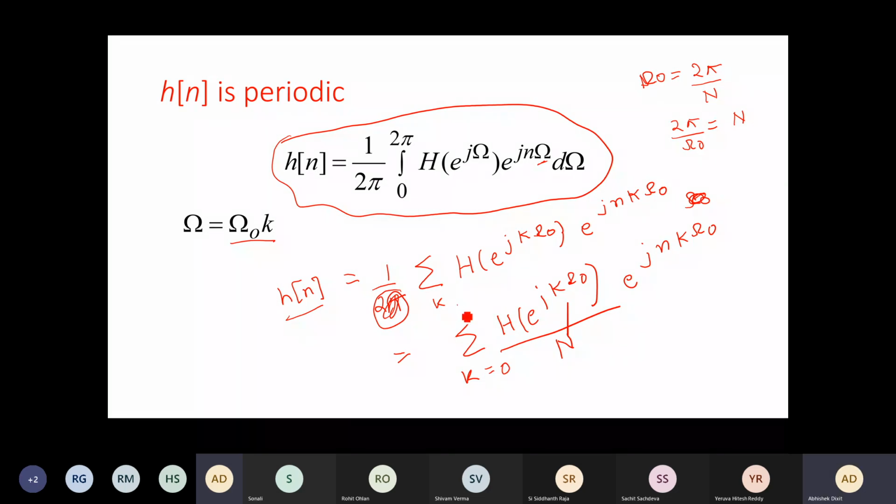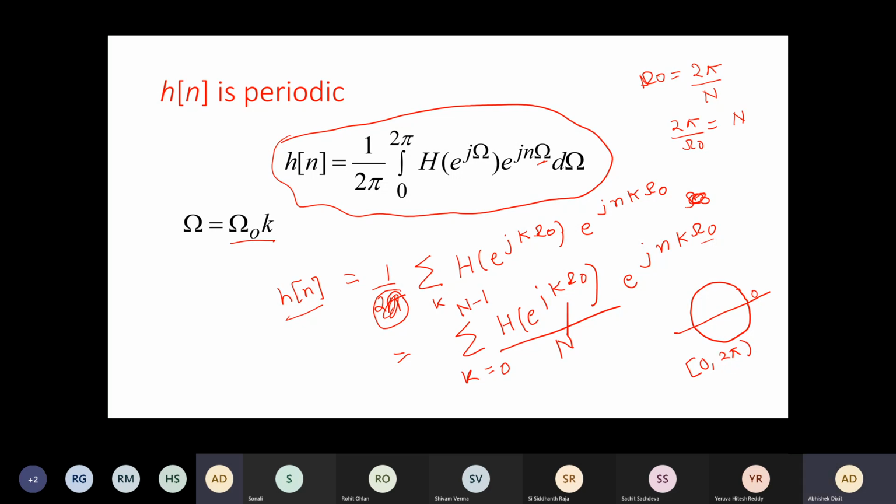Capital N minus 1. And why is this? Because we know omega naught is actually a phase, right? So you should only count from 0 to 2 pi. Phase goes from 0 to 2 pi. So if we include 0, then 2 pi is not included.